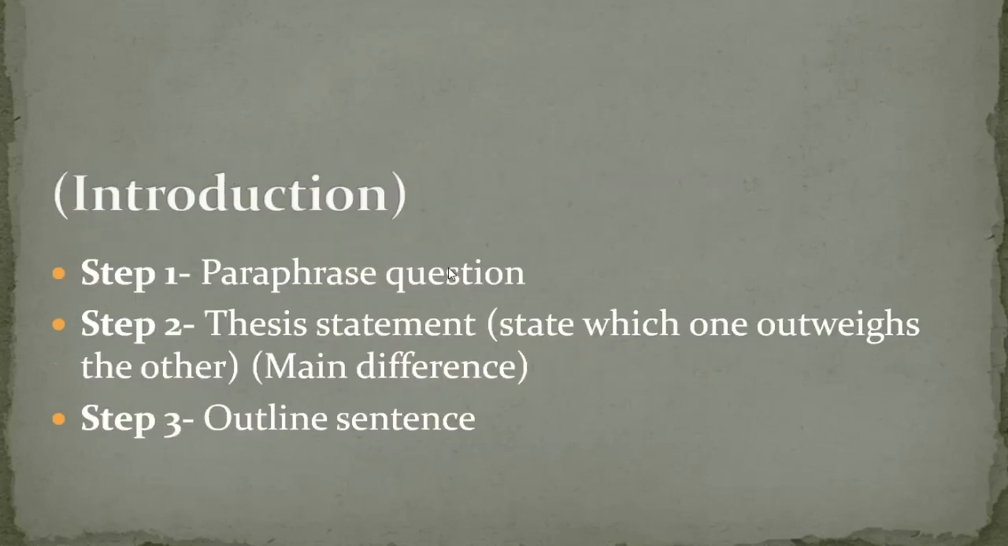What do you do in the introduction? Paraphrase the question. As we agreed, this is a fixed step, right? A thesis statement. Now, this is the main difference between this type and the previous type. A thesis statement, as we explained before, is one in which you illustrate your opinion. What do you think? Because at the end of the day, this is an opinion essay. And then finally, you write an outline sentence, which, as we said, is a summary of the ideas illustrated in the body paragraphs.